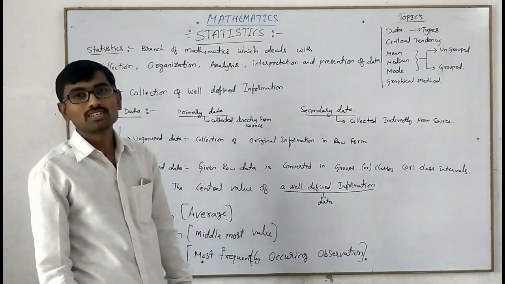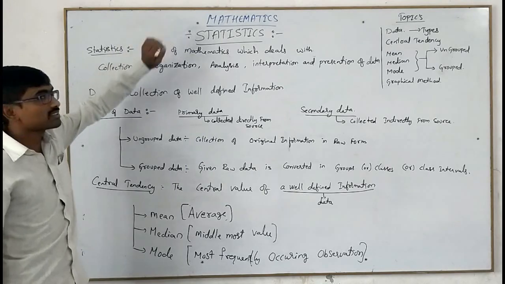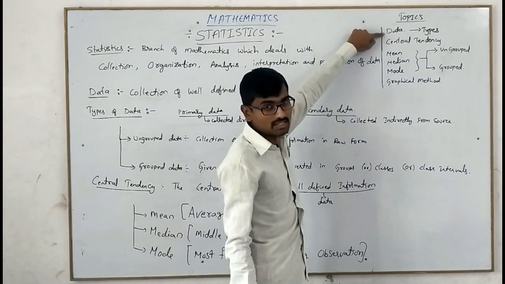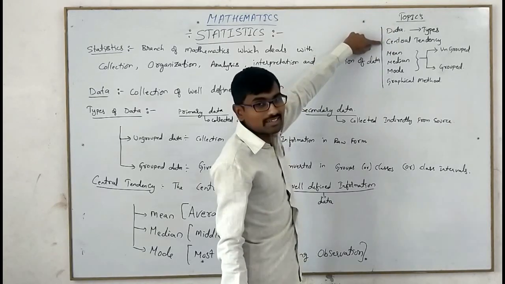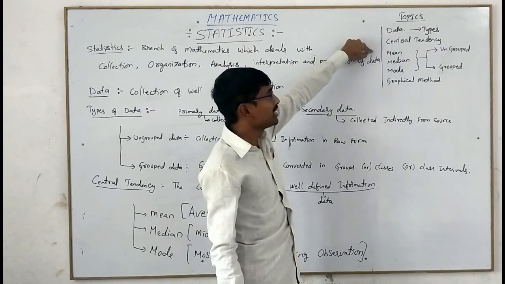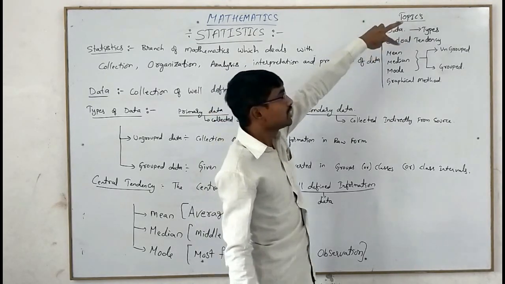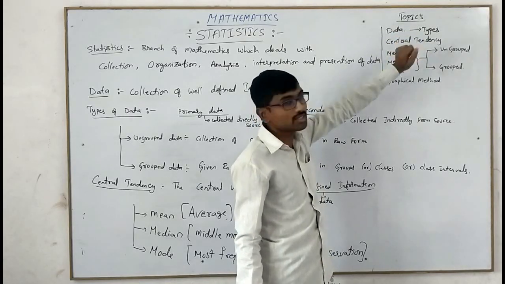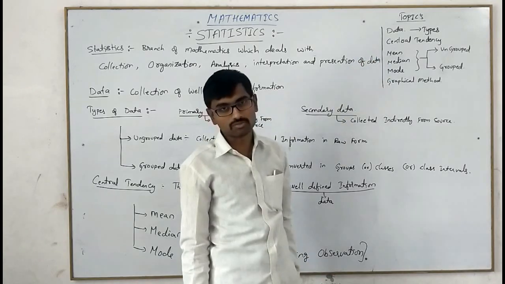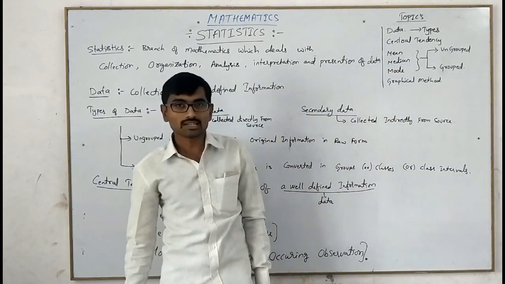Hello, myself Datta Kumar. And today we are going to discuss a new chapter, that is statistics. The topics which we have to cover today are, first, data and its types, next central tendency. What is central tendency? After that we are going to discuss mean, median and mode, in which we again have two forms, that is ungrouped form and grouped form. And at last we are going to discuss the graphical method. In this graphical method we will be calculating the median of the given data.